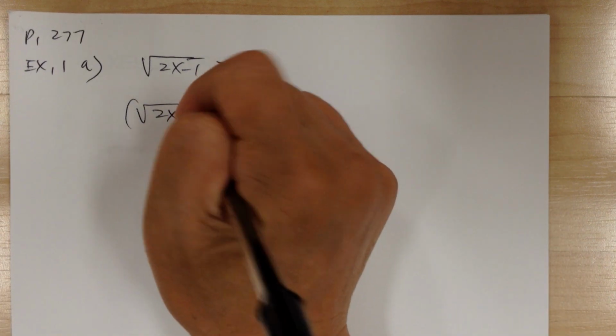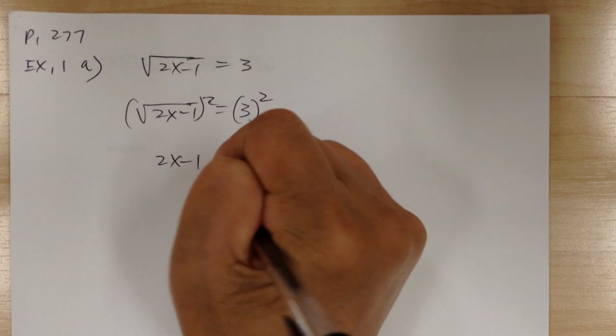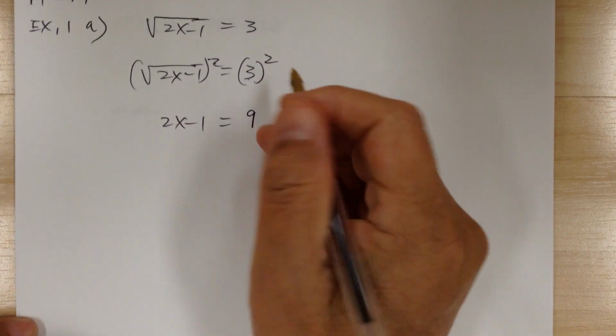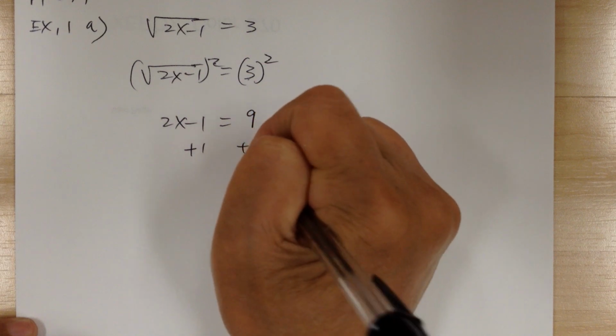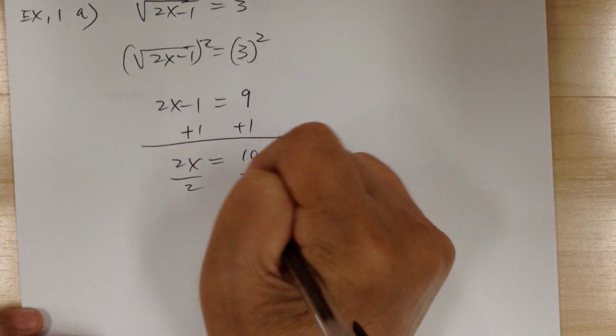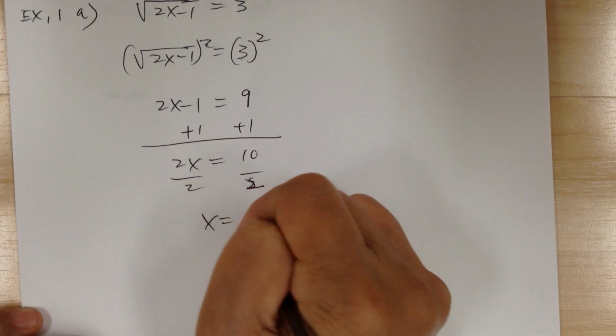So the square and square root cancel out, so you get 2x minus 1. So that's how you get rid of the square root. 3 squared is equal to 9. So now you can go and solve, right? So plus 1 on both sides. So you get 2x equal to 10, divide by 2, divide by 2. So x equals 5.